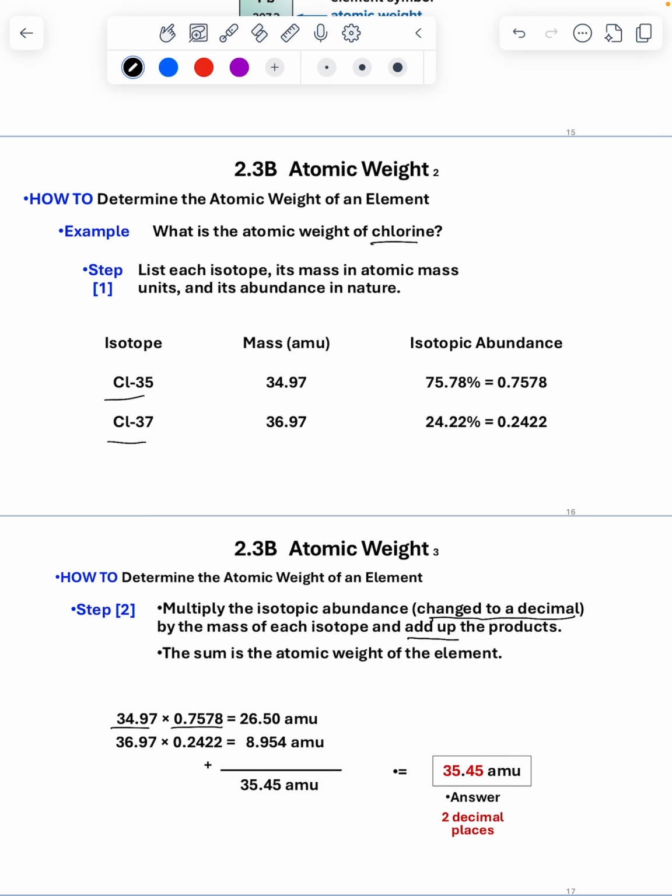To change a percent to a decimal, you move the decimal 2 places to the left.